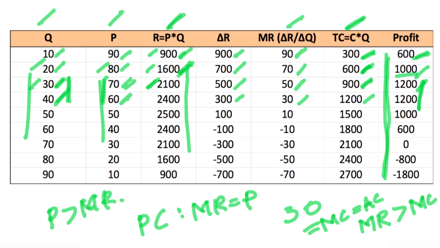So a profit maximizing monopolist should set the marginal cost equal to marginal revenue, and the profit maximizing level of output in this case would be 40, and you can just use the demand curve to figure out that the profit maximizing price should be 60.